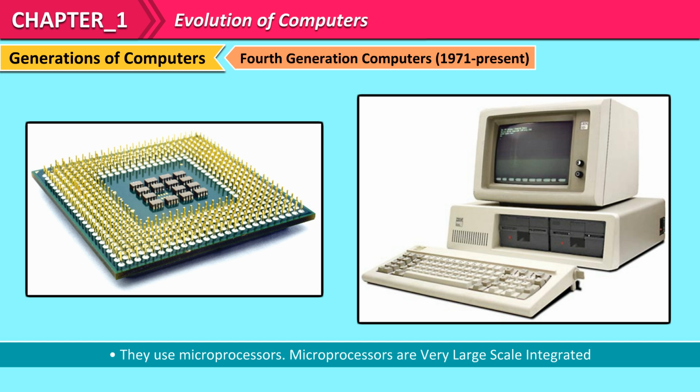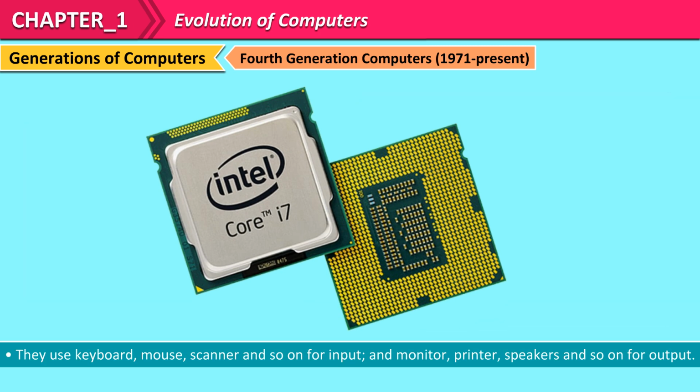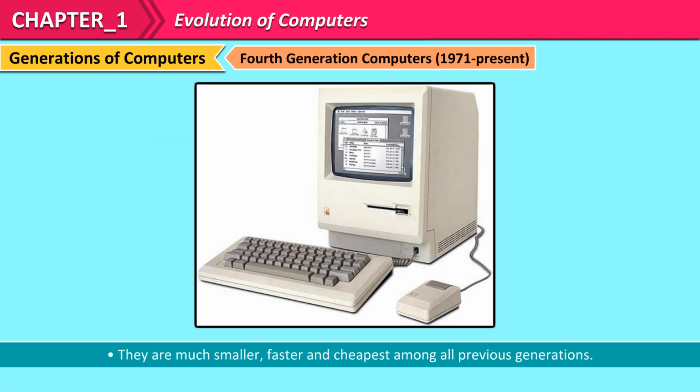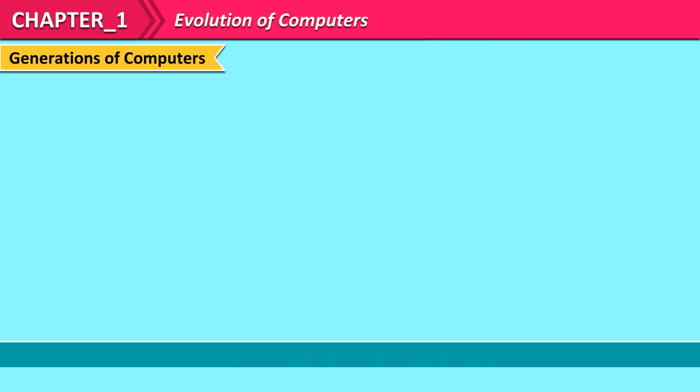Fourth generation computers, 1971 to present. They use microprocessors. Microprocessors are very large-scale integrated circuits, VLSICs, which contain many ICs on a single chip. They use keyboard, mouse, scanner, and so on for input, and monitor, printer, speakers, and so on for output. They are more powerful and reliable than previous generations. They have high storage capacity. They are much smaller, faster, and cheapest among all previous generations. Examples: IBM PC, Apple Macintosh, HP 9000.